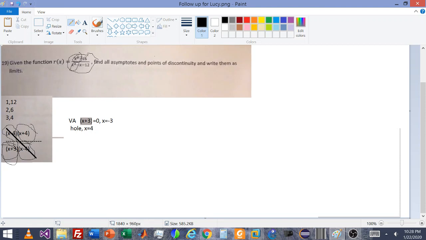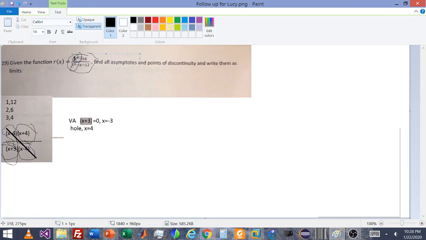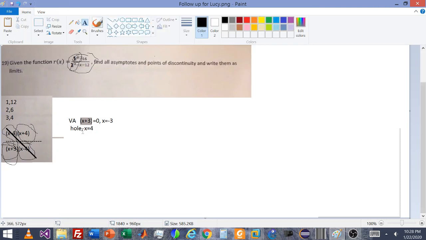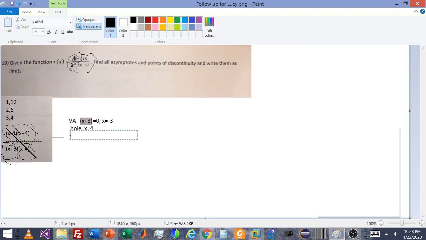In that case, when they're equal, you divide their leading coefficients. So in this case, the leading coefficient that's not written is 1 for both of them. So 1 divided by 1 gives us our horizontal asymptote of 1.